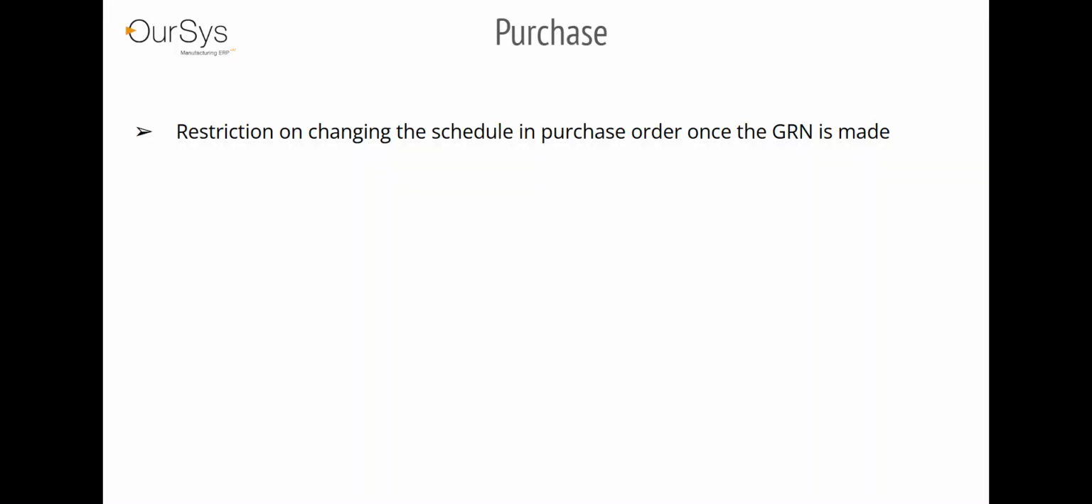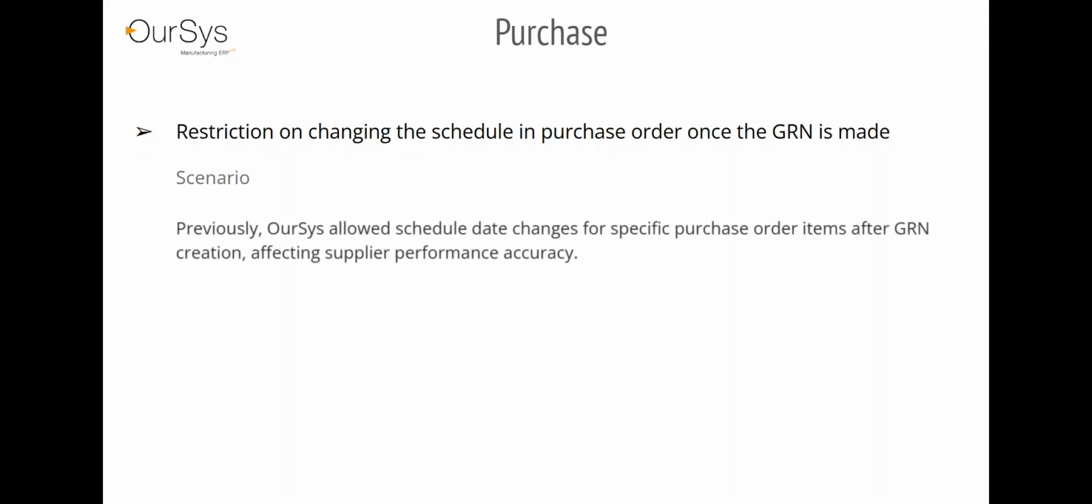Restriction on changing the schedule in purchase order once the GRN is made. In the past, OurSys allowed users to change the schedule date for a certain item in the purchase order even after the GRN was created. So this caused the supplier performance report to be less accurate.